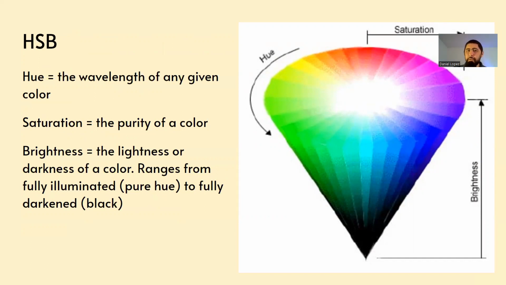So HSB. H is hue, which means the wavelength of any given color. So that means, is it red, green, blue, purple, etc. Saturation is the purity of a color. So if it's purely saturated, that means it's that hue that's very, very vibrant. If you take away the saturation, it just becomes white, basically. And the brightness is the lightness or darkness of a color. So that's pretty self-explanatory. The darker it is, the less bright it is.